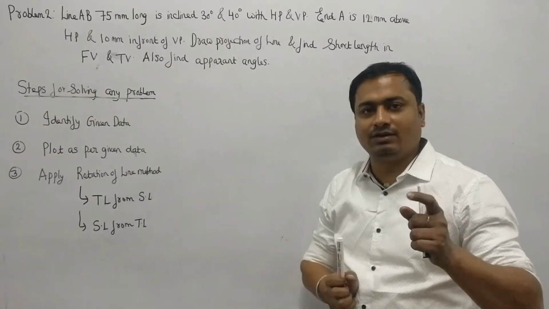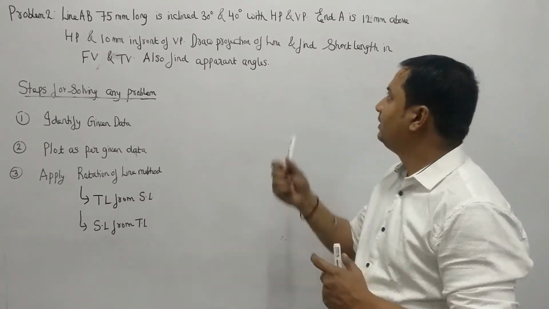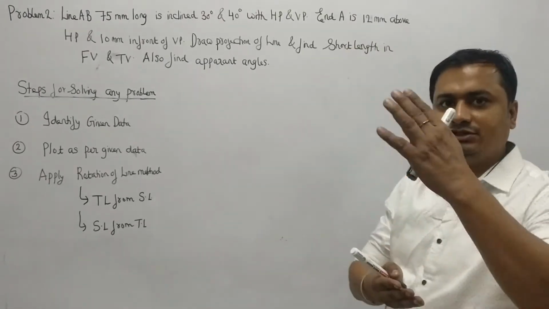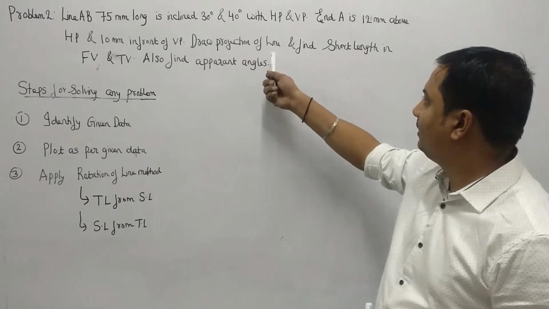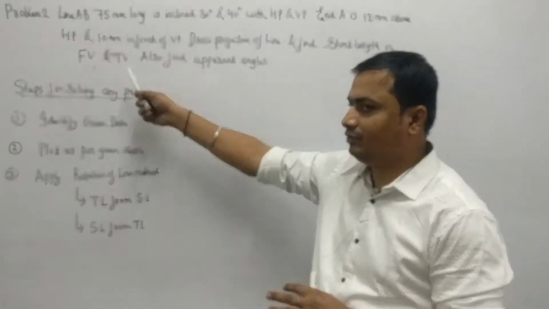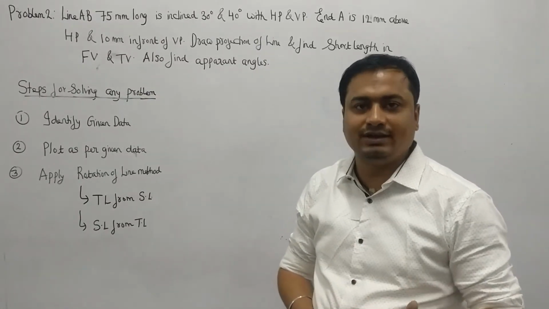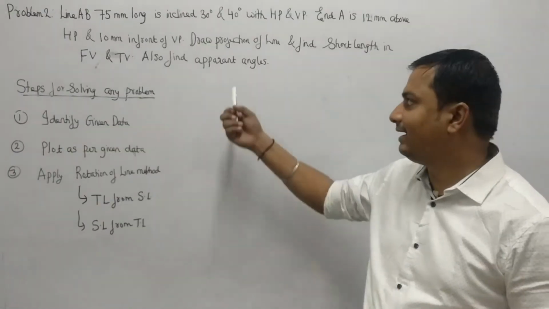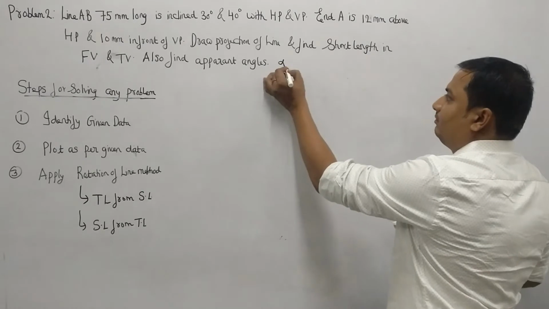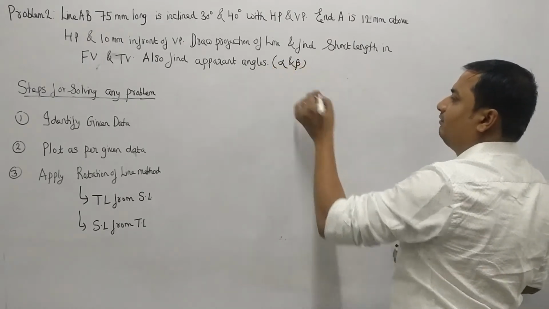So the location of point A is given to you: 12 mm above HP and 10 mm in front of VP. Draw the projection of the line and find the short lengths in the front view and top view. Also we have to find the apparent angles, that means alpha and beta.